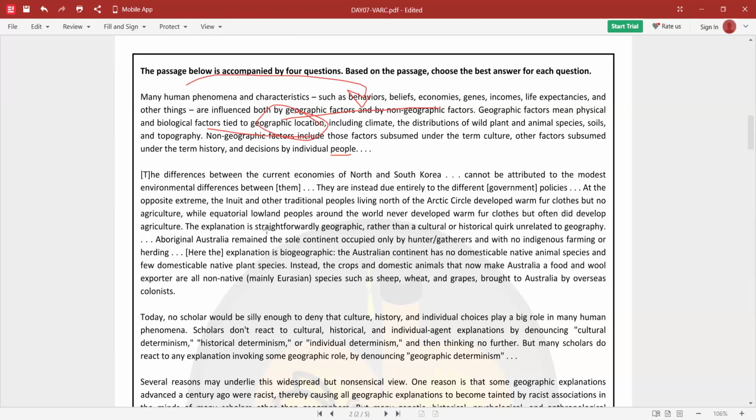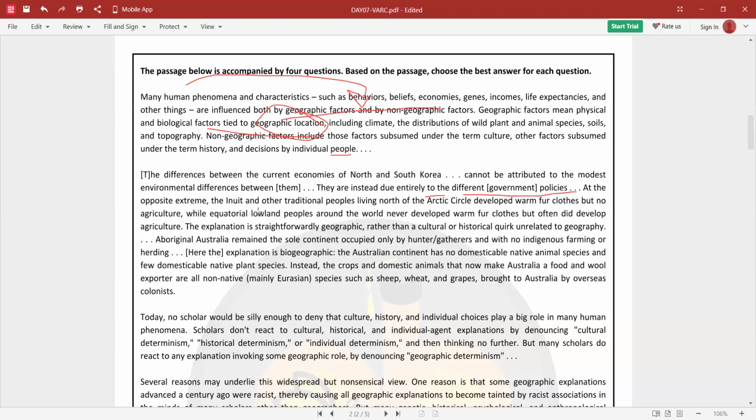Now, the differences between the current economies of North and South Korea cannot be attributed to the most environmental differences between them. They are instead due entirely to the different government policies. So they are trying to say that the differences between North and South Korea are not because of any geographical region. Because location-wise, geographical features-wise, there is not much difference between them. Why are they entirely different? Because of the government policies there.